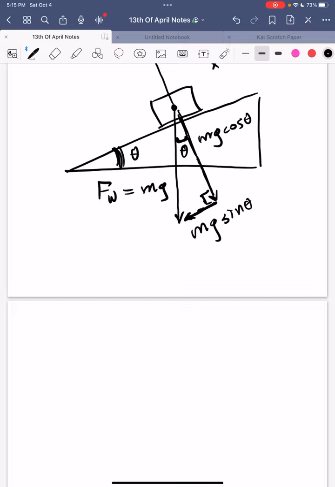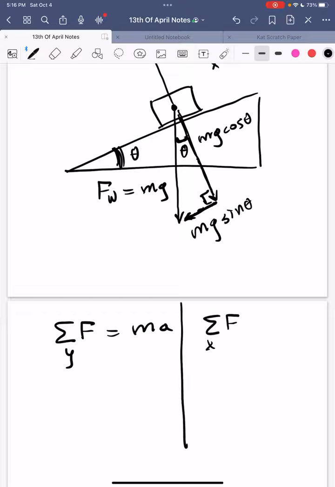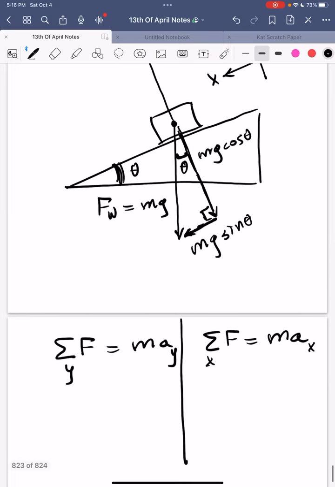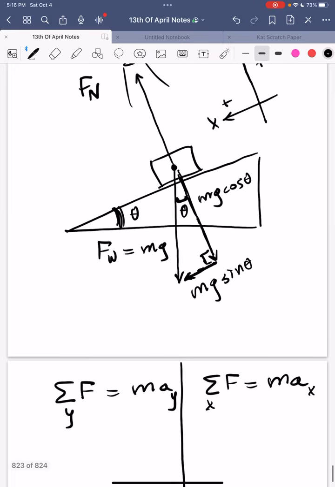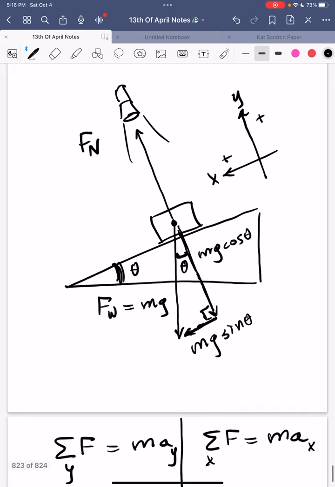Using the force diagrams, I can basically write the sum of the forces in the y-axis equals the mass of the block times the acceleration that it experiences. And I can also do the sum of the forces in the x direction equals the mass of the block times the acceleration it experiences in the x and in the y. So let's take a look at the forces acting in the y direction first. So remember, here we have our y-axis. Y-axis is there, and the x-axis is this way. So let's just take a look at things in the y-axis.